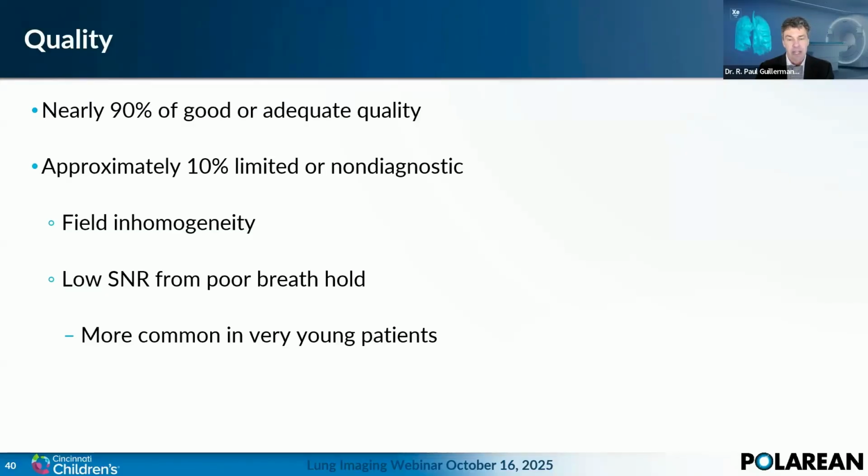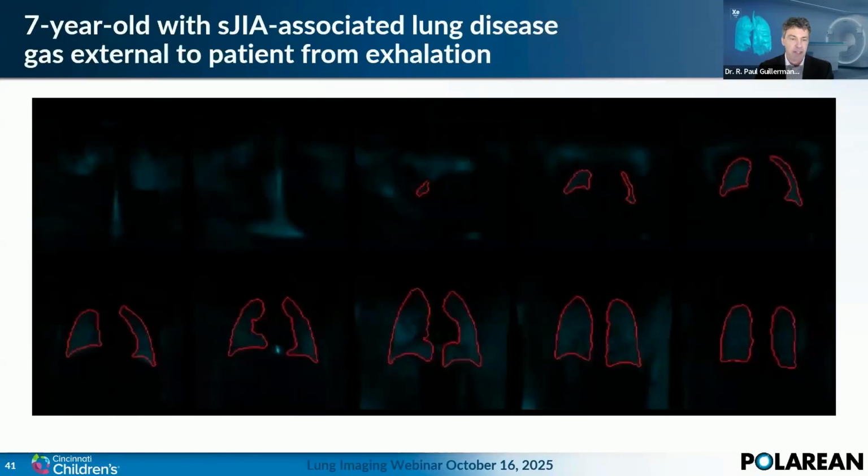Next slide. And so this is an example of such a case. This was a 7-year-old who had juvenile idiopathic arthritis-related lung disease. And you can see the red outline here of the lungs based on the anatomic image sequence. And you can see the signal that is external to the lungs, in the space around the patient. That's the exhaled xenon. So this is what happens if they can't comply with the breath hold. But prior to the study, there's a rehearsal done with the patient to try to improve compliance with that. Next slide.